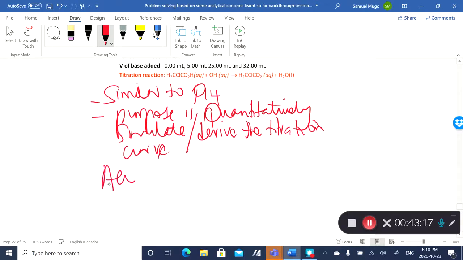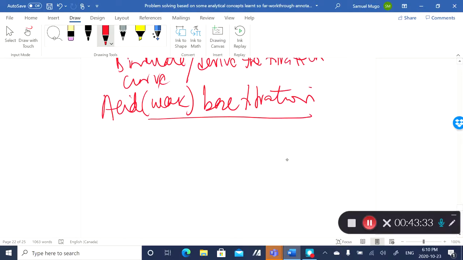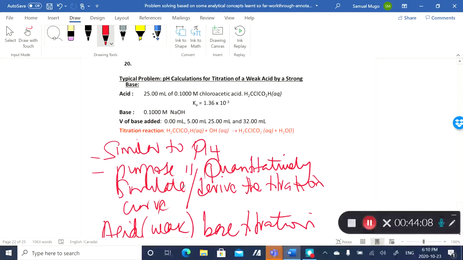So you can see it's a weak acid, strong base titration. Of course, we all know the purpose of the titration is to determine quantitatively the unknown, and you can see that's the weak acid. Sometimes we symbolize weak acids when they are monoprotic, meaning I've got only one hydrolyzable proton, as just HA, where H is the one hydrolyzable proton and A is the conjugate base. It's easier. So this is chloroacetic acid, and chloroacetic acid is a monoprotic acid. We've got only one hydrolyzable proton.